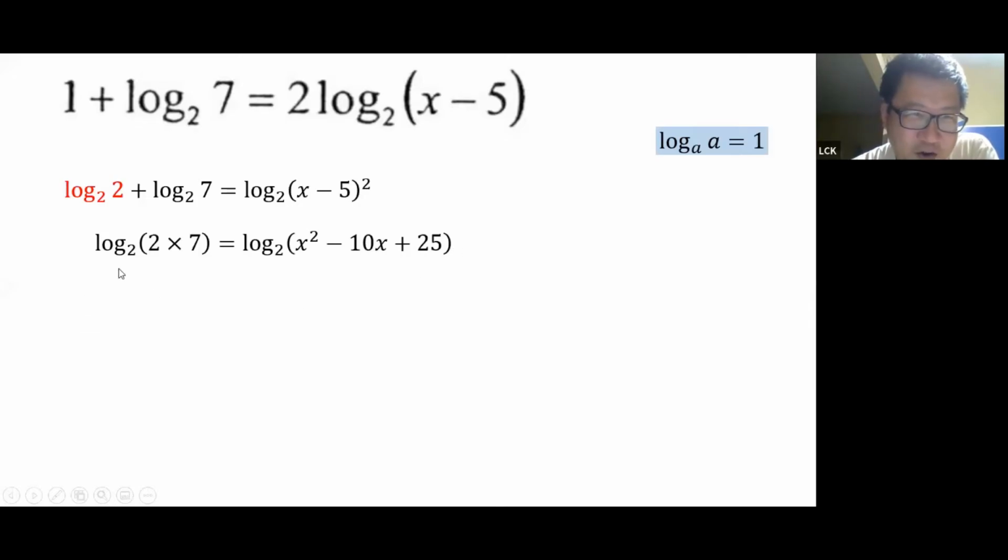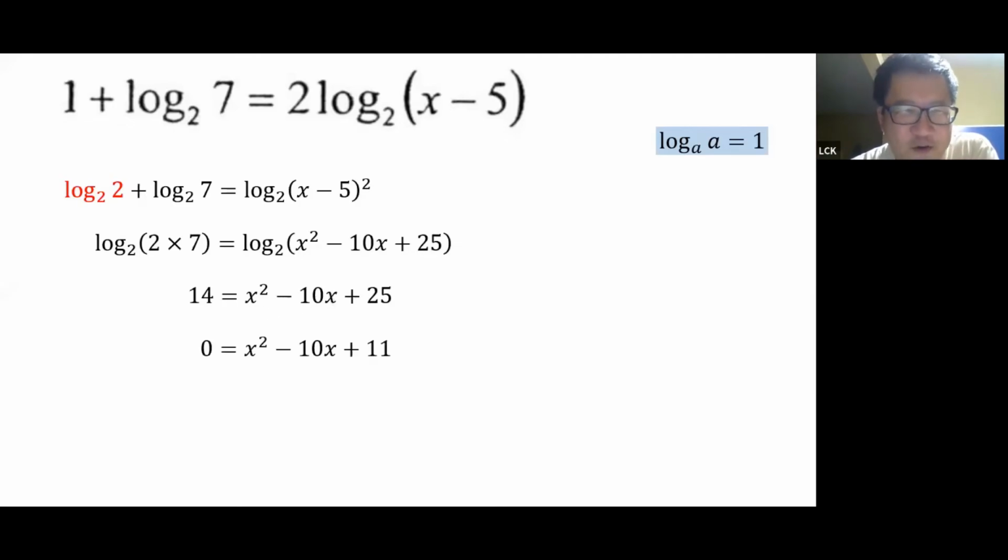I can proudly do this because it's a base 2 here and a base 2 there. You have to check before you do bold things like that. This is a very bold step that I'm taking, and I'm allowed to do this because the two bases are the same. If this is base 2 and this is base 8 or something like that, I couldn't do it. But I can do it because they are the same base.